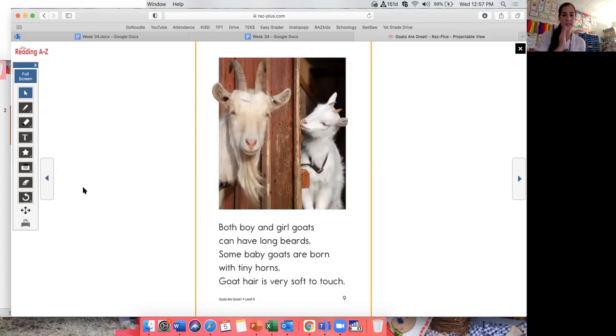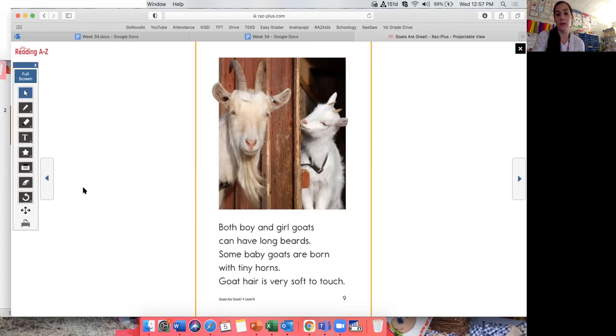Okay, here on this page, I just stopped on this page. It says both boy and girl goats can have long beards. Some baby goats are born with tiny horns. Goat hair is very soft to touch. Okay, so I see an interesting fact here that I thought was kind of cool that said goat hair is very soft to touch.